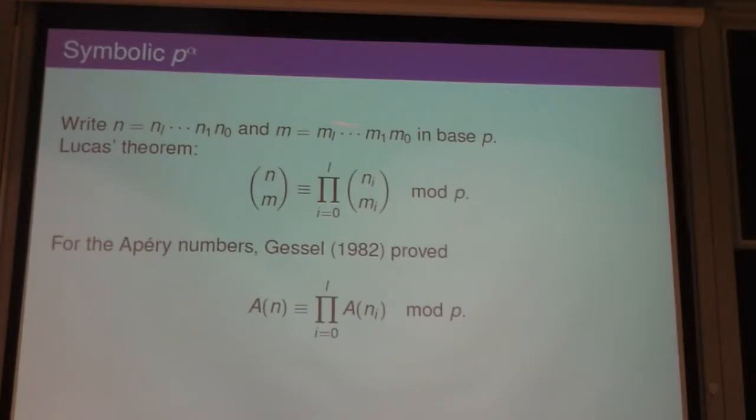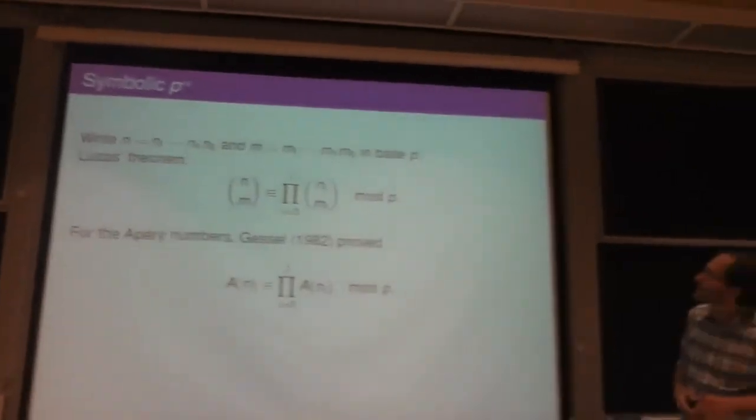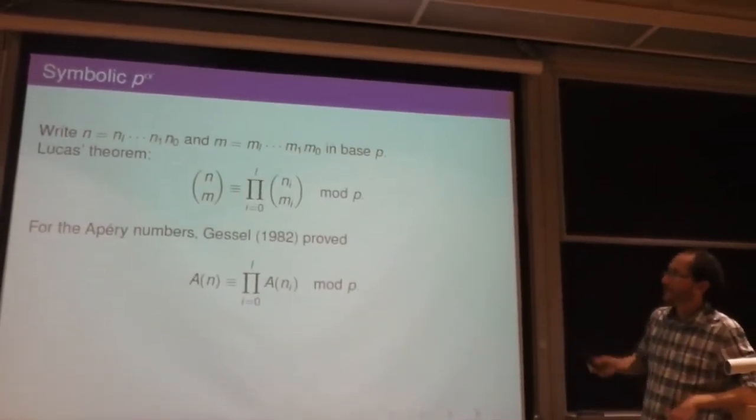And so for example, there's this well-known theorem of Lucas that says if you want to compute a binomial coefficient n choose m modulo p, then you can write n and m in their standard base p representations, and it's congruent to this nice product of binomial coefficients, where now these n_i and m_i are just digits between zero and p minus 1.